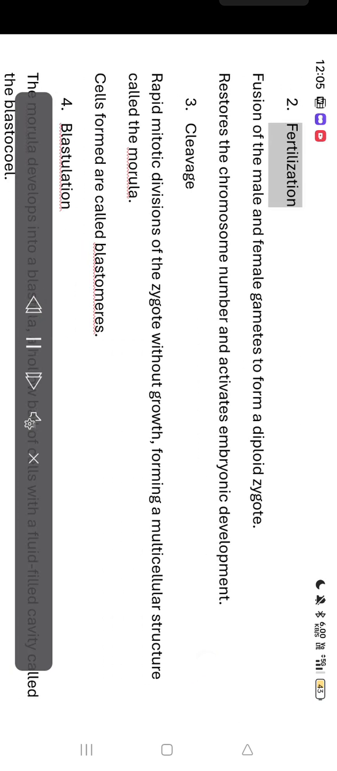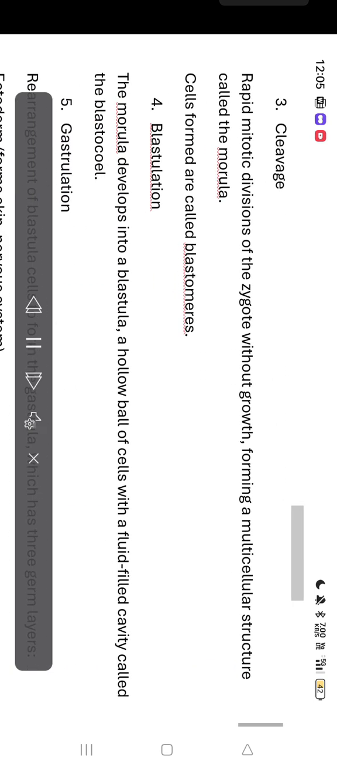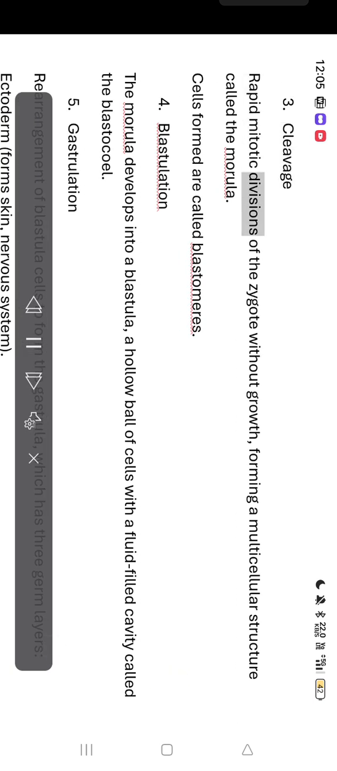Fertilization. Fusion of the male and female gametes to form a diploid zygote. Restores the chromosome number and activates embryonic development. Cleavage. Rapid mitotic divisions of the zygote without growth, forming a multicellular structure called the morula. Cells formed are called blastomeres. Blastulation. The morula develops into a blastula, a hollow ball of cells with a fluid-filled cavity called the blastocele.